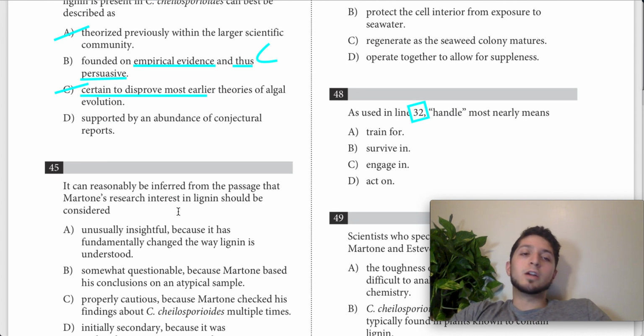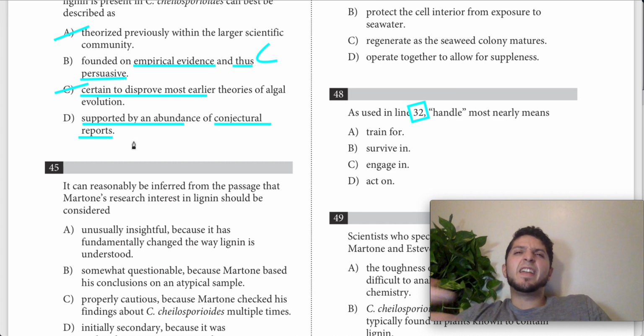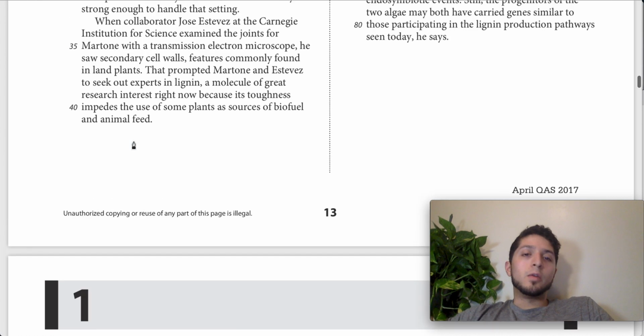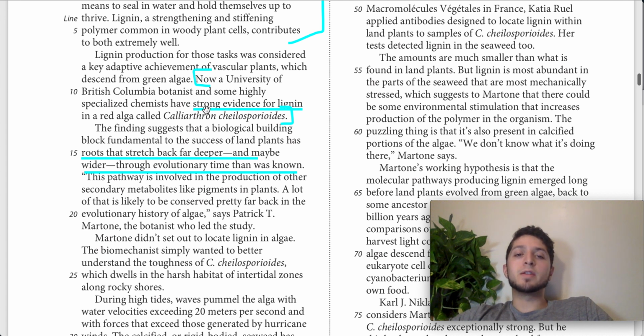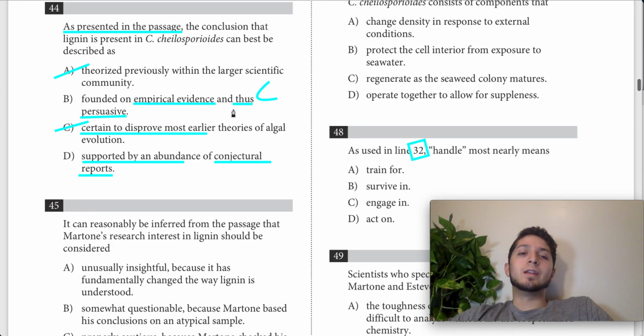Then we have answer choice D, which says that the conclusion is supported by an abundance of conjectural report. "Supported by an abundance," so far so good. But then "conjectural reports." A conjectural report is essentially word of mouth: so-and-so saw this, so-and-so saw that, and they think it's this. They saw algae acting in a certain way, a number of scientists saw it, and they make the conjecture, the guess, that it has lignin in it just from the way it's operating, without looking too closely. This is not the way it's presented. It's presented as strong evidence, from chemists looking closely at the algae, not a conjectural report, which is less scientifically conclusive.